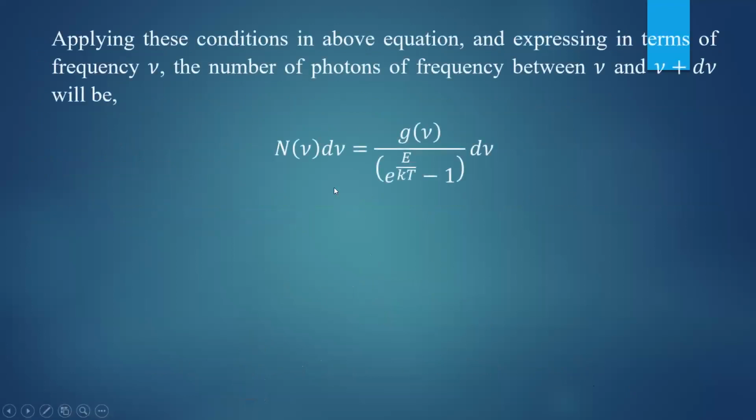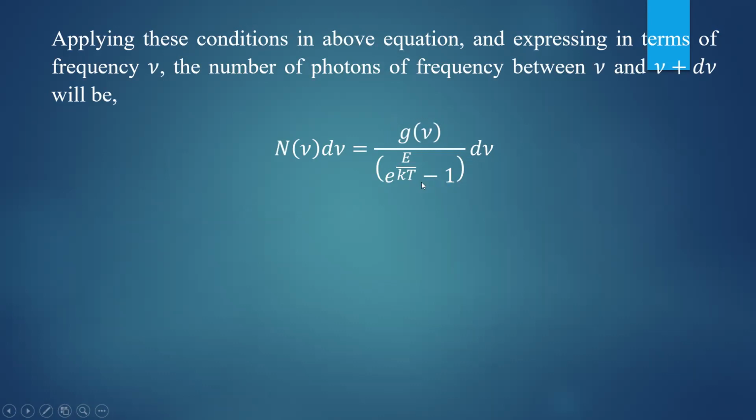Therefore, the expression for the number of photons having the frequency nu, that is n of nu into d nu, is equal to the density of states into the distribution function f of E, where we have to take alpha equal to 0. So you will get 1 divided by e to the power E by kT minus 1. So basically we have e to the power alpha plus E by kT. Alpha is 0 here. Therefore, you will get e to the power E by kT minus 1, into d nu.